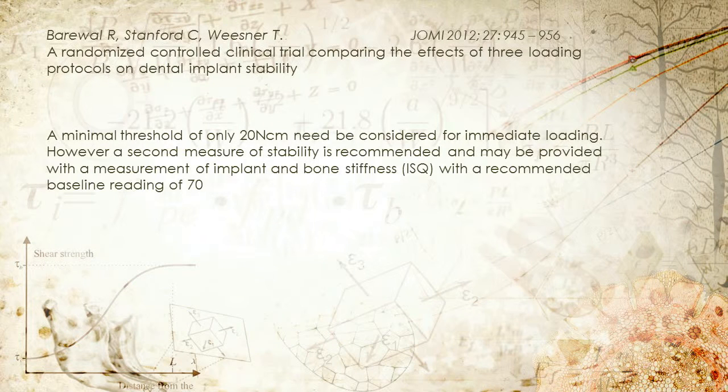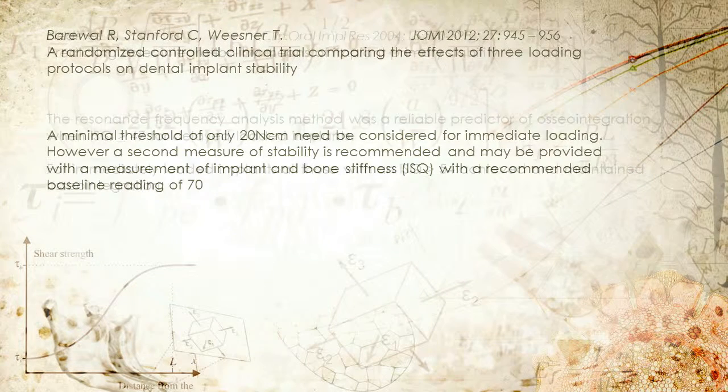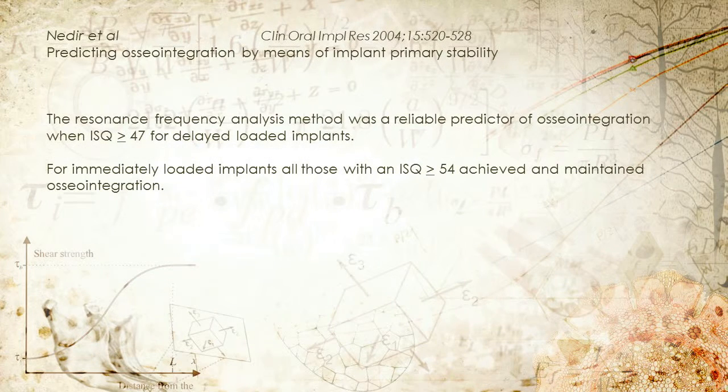There have been many recommendations then about thresholds. Barrawell, in her study, recommended a minimum threshold of 20 Newton centimeters and an ISQ of 70. Ulrika, reading between the lines, is also offering a threshold ISQ of 70. Nadir was a bit more risque. He said for delayed loading, you could have an ISQ as low as 47. I think that is a bit risky.